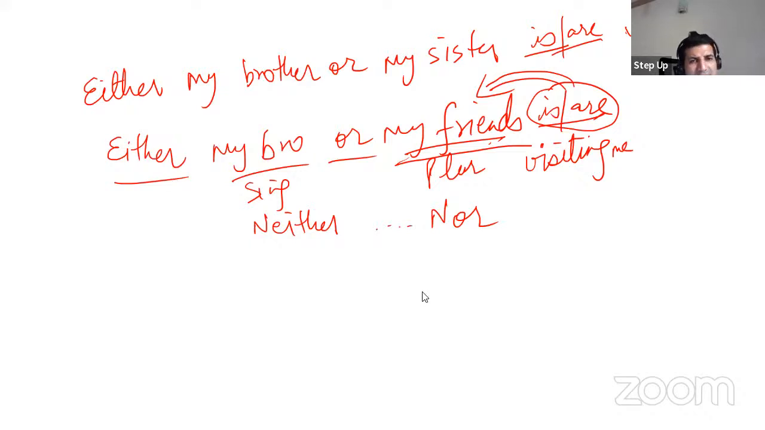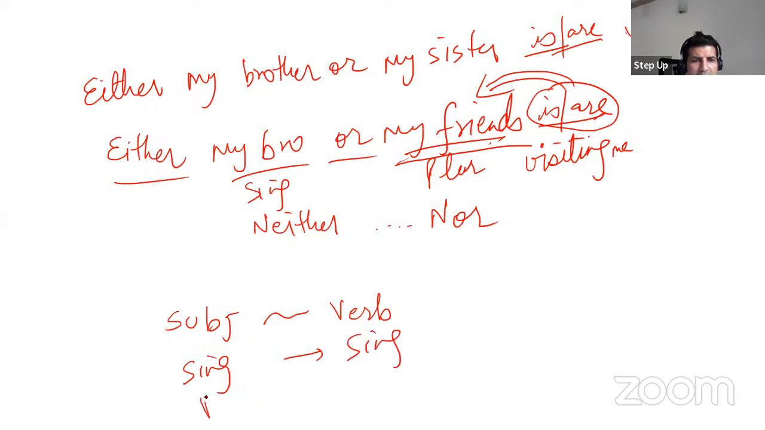All right. So subject verb agreement, the simple logic is the subject should be in agreement with the verb. Okay. If the subject is singular, the verb should be singular. If the subject is plural, the verb should be plural.